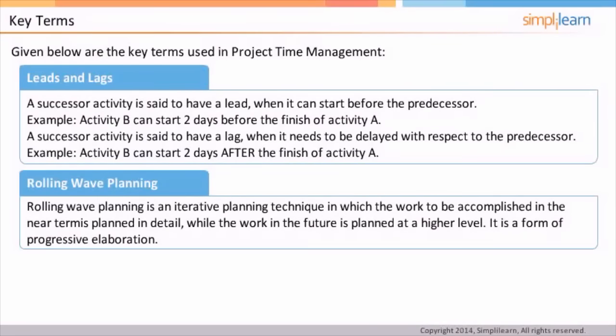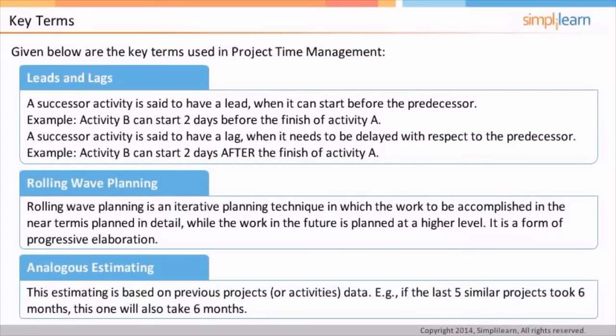In the context of estimating techniques, analogous estimating is based on the previous project data. Therefore, if the last 5 similar projects took 6 months to complete, the next one will also take 6 months. This technique employs expert judgment.